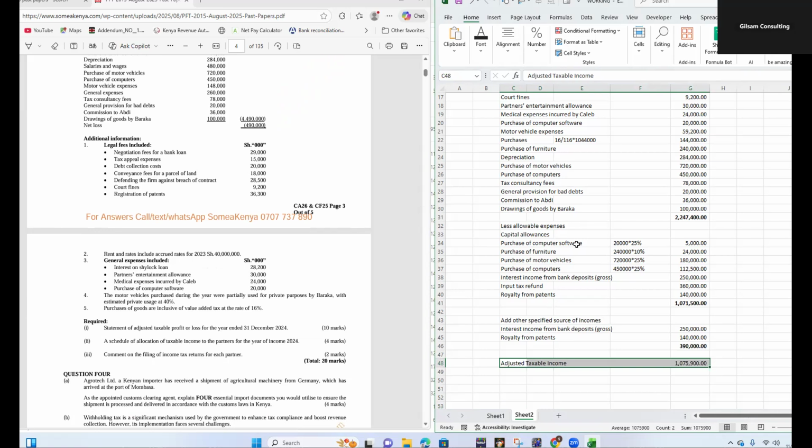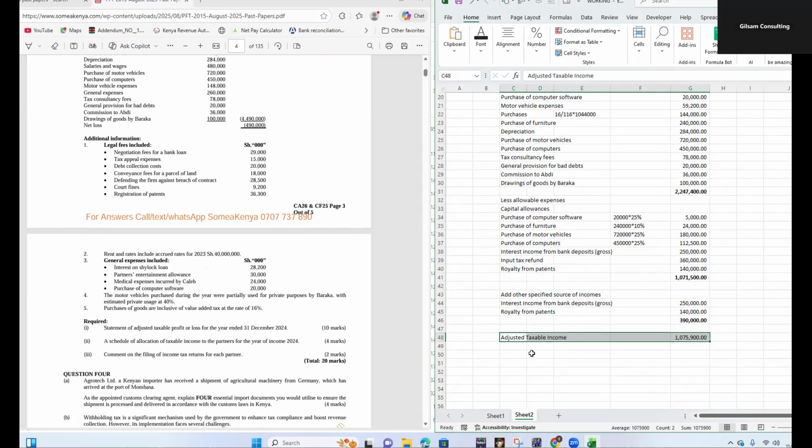If it was a normal business, which is not a partnership business, then we could have taken 30% of this. Remember, we have different types of business. If it was a normal business and not a partnership, we could have taken 30% of this and that is it. But now these are partnership.